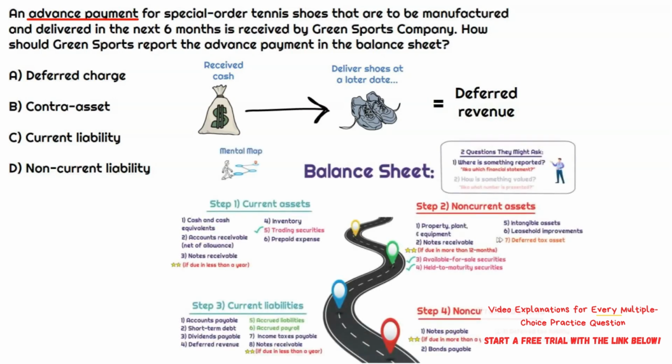Right? So when we look at our mental map, our balance sheet, we can see deferred revenue is under step 3 for current liabilities, right? So we don't see deferred revenue on here, but we do see current liability. And so that's how this advance payment would be represented on the balance sheet. So current liability is the correct answer.